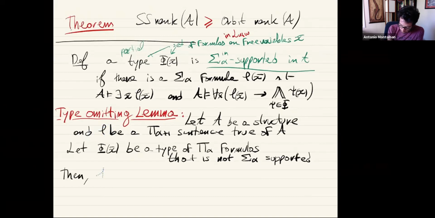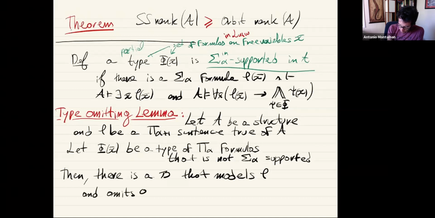Then there is a structure B that models phi and omits the type. By omit, I mean that no tuple in B satisfies every formula in the type.